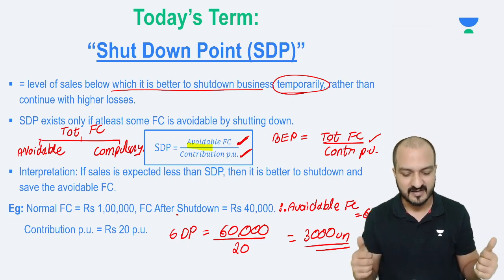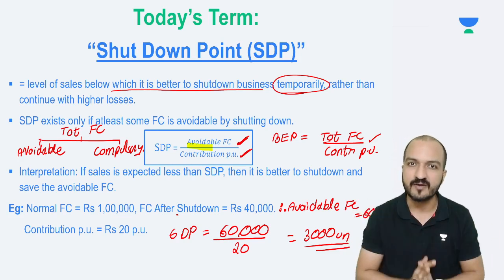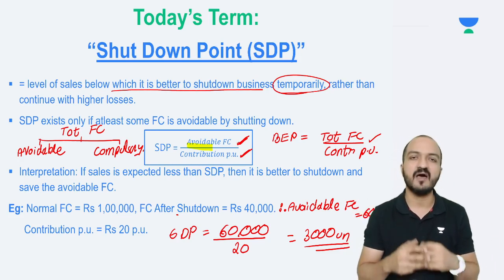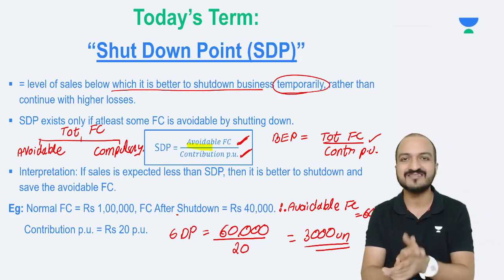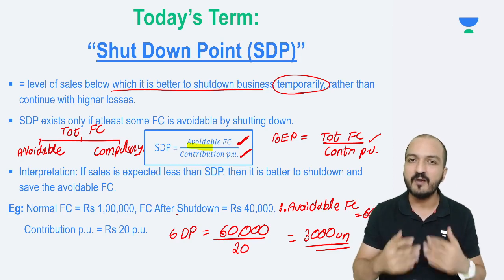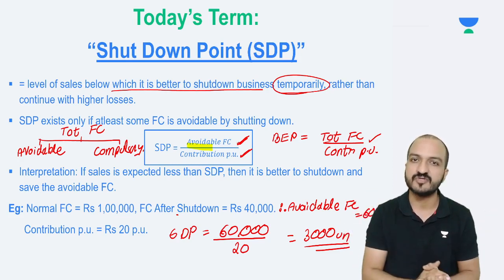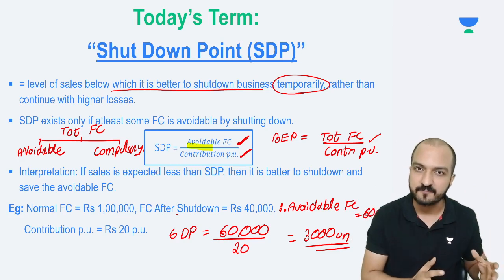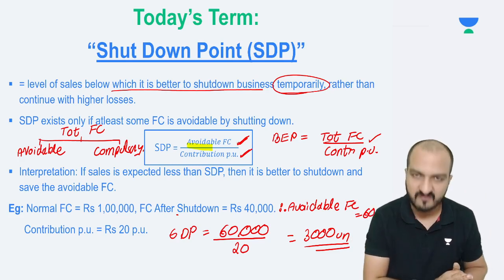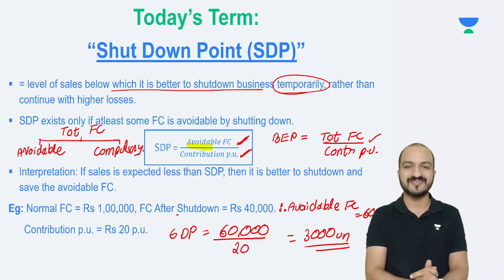Done? That's our concept of shutdown point. This concept is used again at many places. It is applicable in CA Intermediate, also applicable at CA Final level. It is widely applied at many places in the subject of costing. It is not particular to any specific chapter. Done? I hope this gives you some sense into the concept of shutdown point.